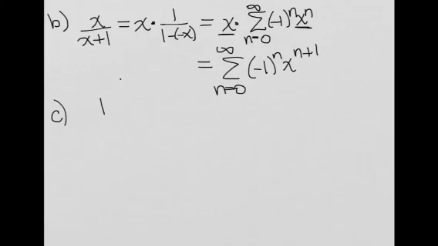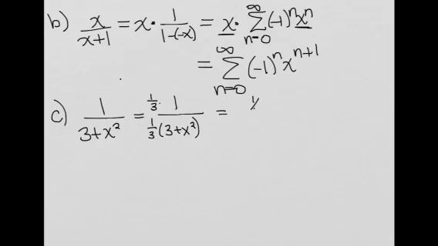Letter C is 1 over 3 plus x squared, and this is probably the most complicated one. The idea here is that the first thing we need is a 1, because what we know about is 1 over 1 plus x. So instead of this 3, we need a 1 there. So I'm going to multiply the top by 1/3 and the bottom by 1/3. Then if I simplify that, I'm going to have 1/3 times 1 over 1 plus x squared over 3.